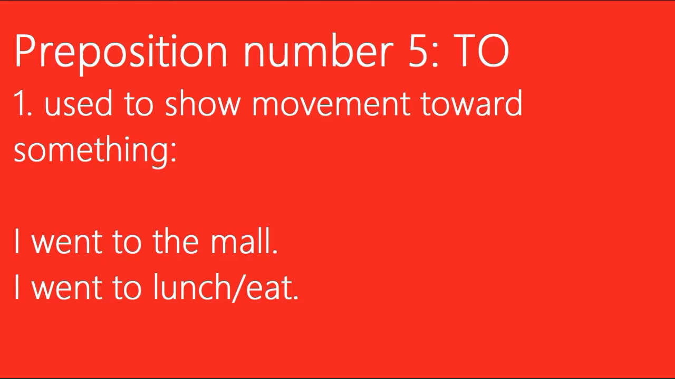Preposition number 5, to. Usage number 1, used to show movement towards something. So the main use of to is to tell that somebody is physically moving towards something. I went to the mall. It tells you that you move to a place, like you went to the mall. That means you physically moved to the mall. I went to lunch. That means you physically went to eat your lunch. I went to the gate. That means it shows you physical movement.